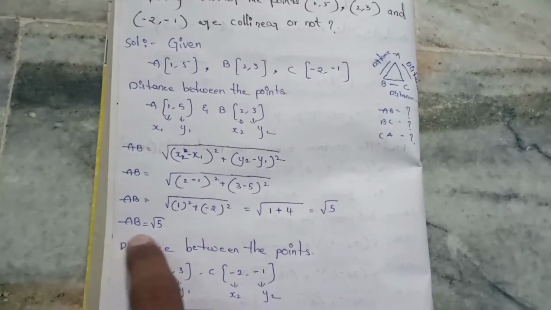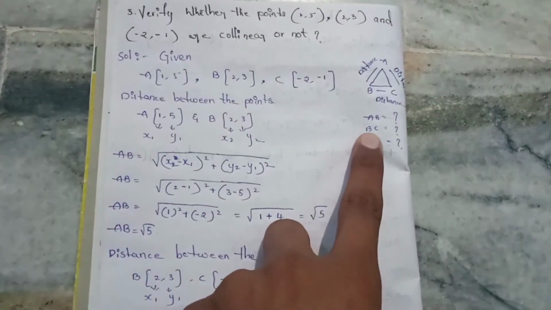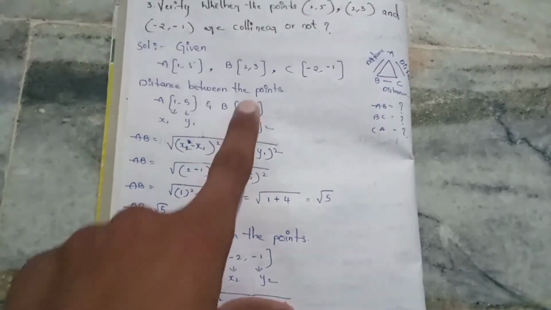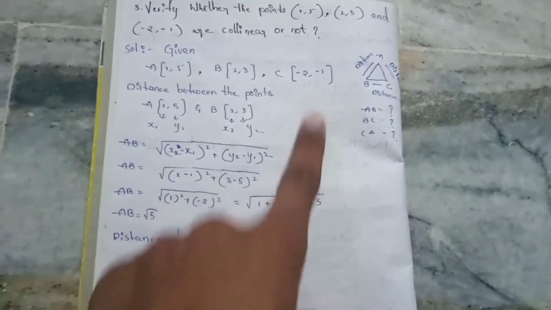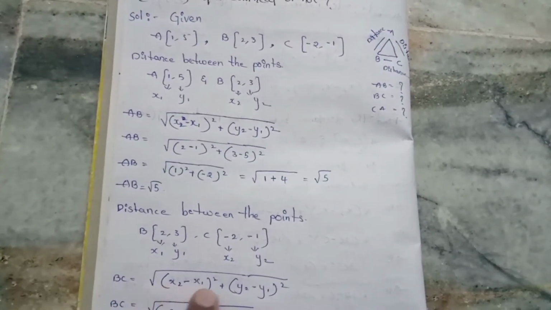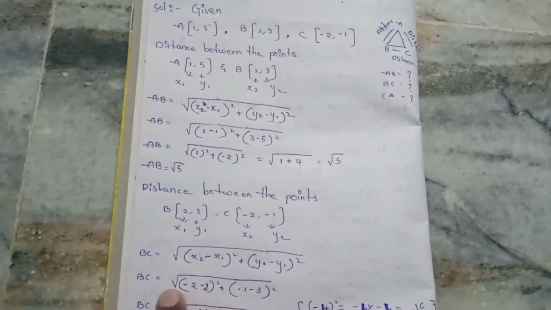What is the value of AB? Root 5. Now, let us find the value or distance of BC. Distance between the points B, what is B here? 2 comma 3, and C is minus 2 comma minus 1. BC is equal to root of x2 minus x1 whole square plus y2 minus y1 whole square. See, it is already a formula.